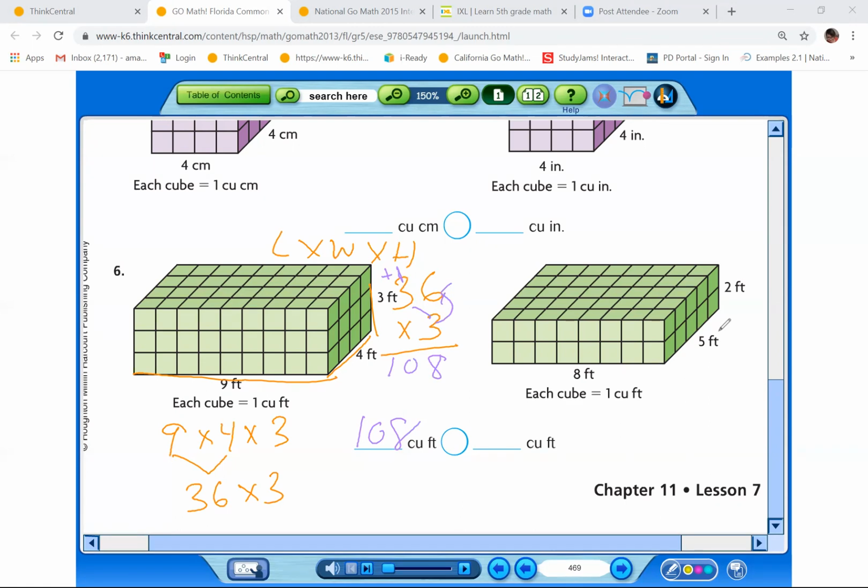Now let's look at this one. I have a base of 40, because 8 times 5 is 40, and I multiply that by 2, and I'm going to get 80. So is 180 cubic feet greater than, less than, or equal to 80 cubic feet? Oh, look what they did. They're both in cubic feet. So now I have to look at those numbers. Well, we know that 108 is greater, yes? Perfect.